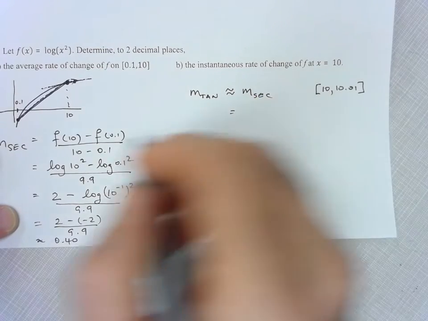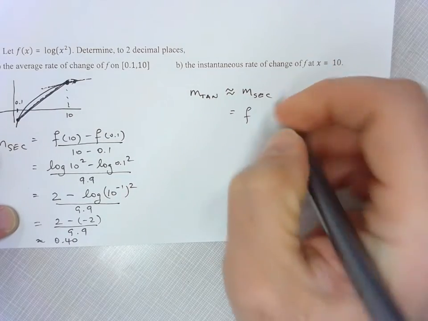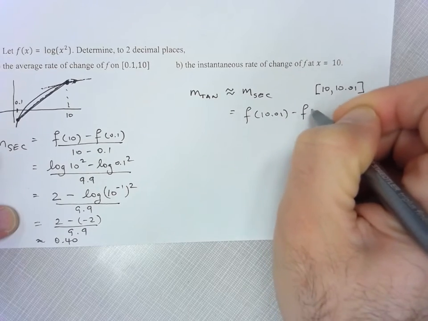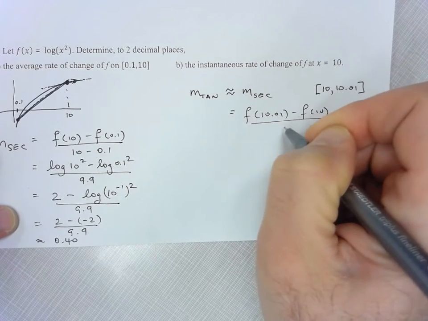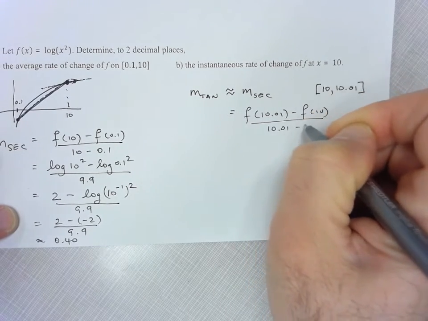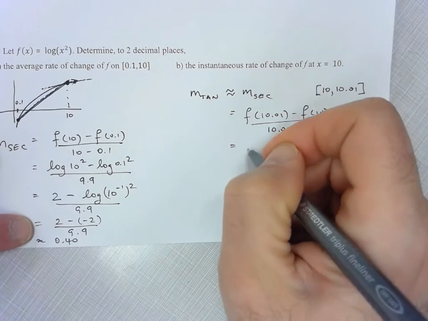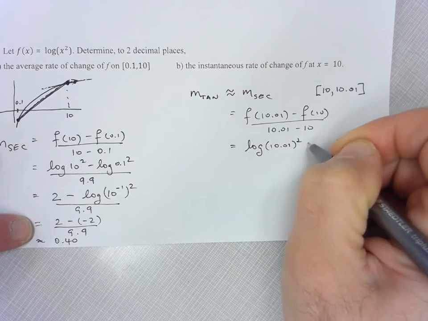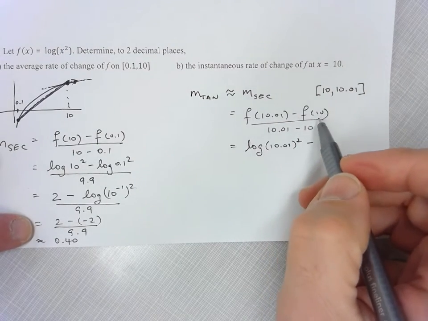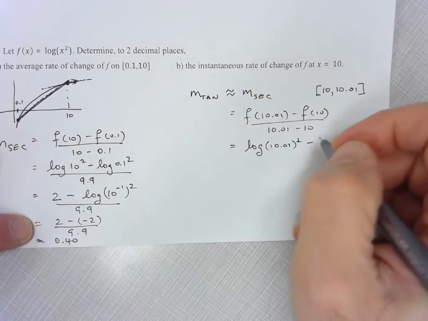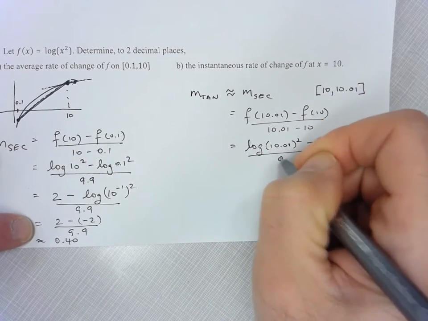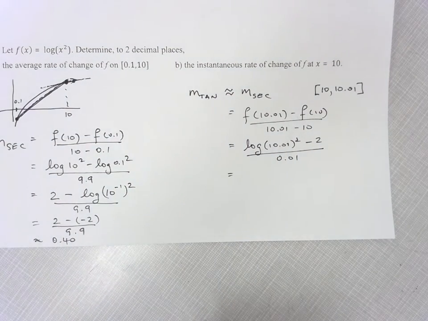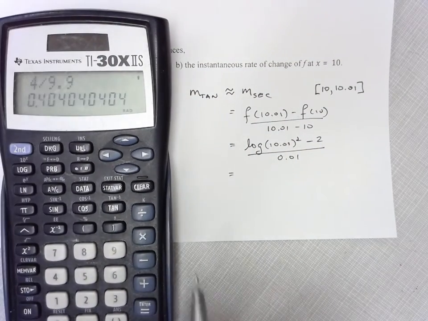Now I do exactly what I did before. I find the slope of the secant line, so f at 10.01 minus f at 10 over 10.01 minus 10. So here we have log of 10.01 squared minus log of 10 squared, which we already found was equal to 2, over 0.01. At this point, I'm going to stick all of that into my calculator and let the calculator do the work for me.